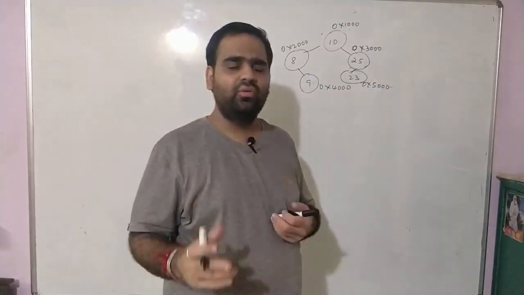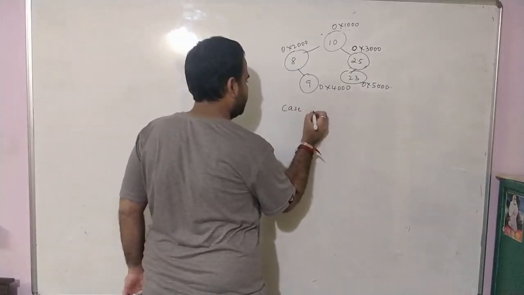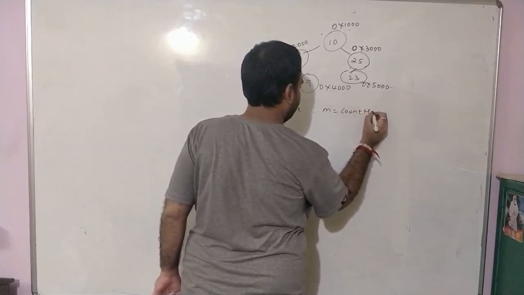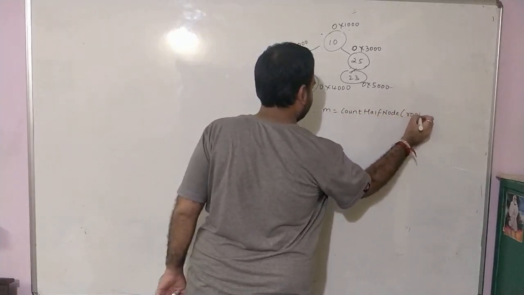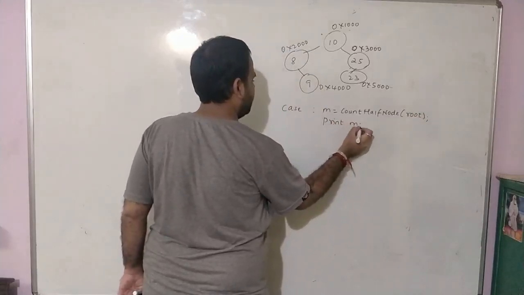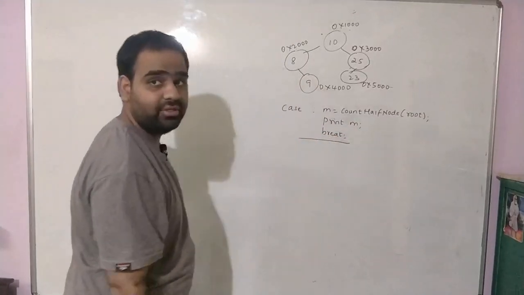Now let us see how we write the code for it. Whatever is the case number, you say m is equal to count half node. We will write one function called count half node, and you pass the root to it, and you print the value of m. That's the end of this case.